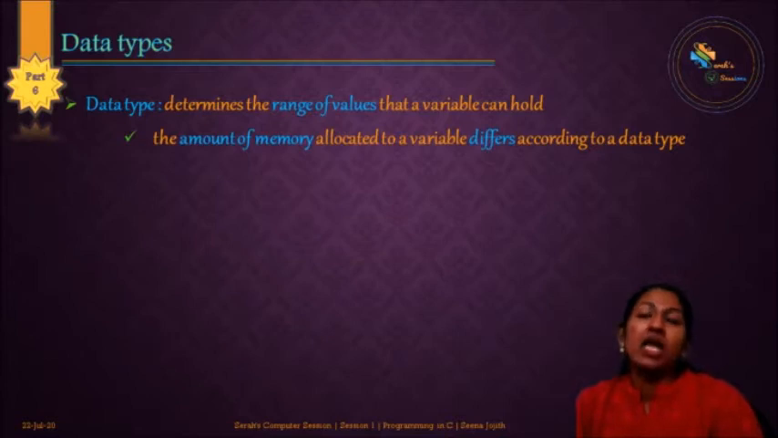Okay, so parallel to this logic goes another logic, and that is about the range of values that a variable can hold. When we say that a variable has a data type associated with it, the significance of the data type lies in the range of values that the type of data allows. Now, let me give you an example for both the amount of memory as well as the range of values. First, let me give an example about the amount of memory.